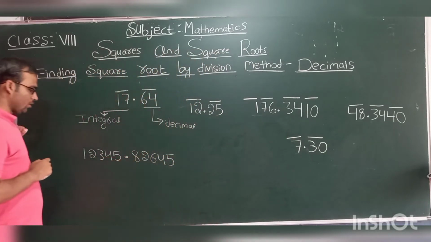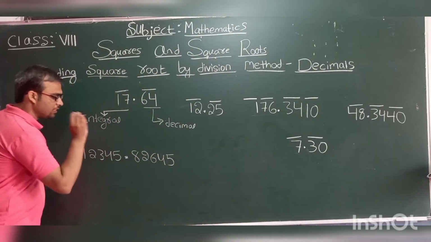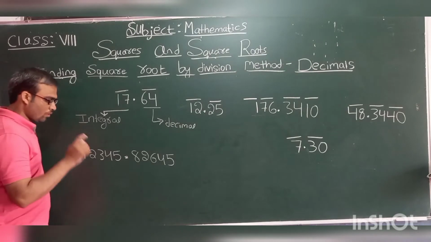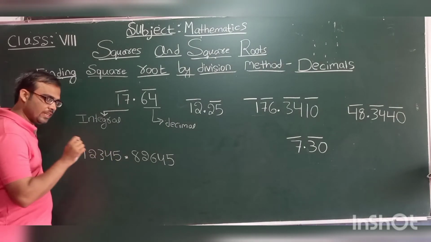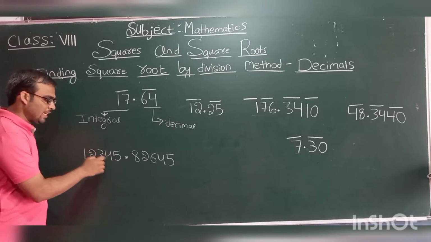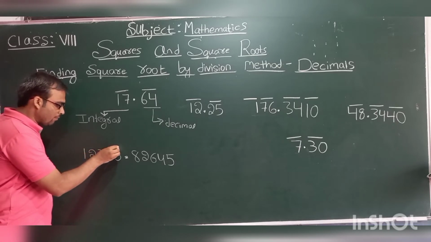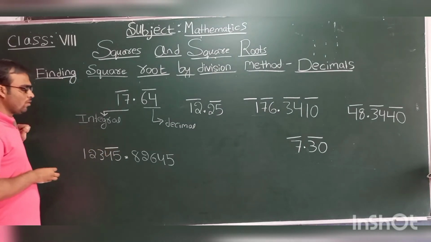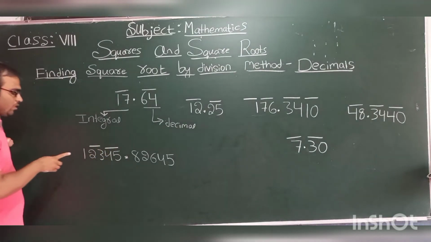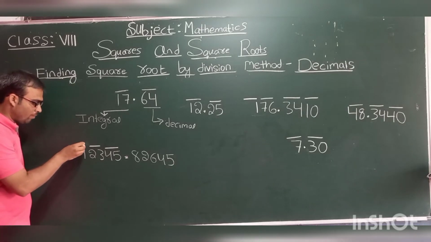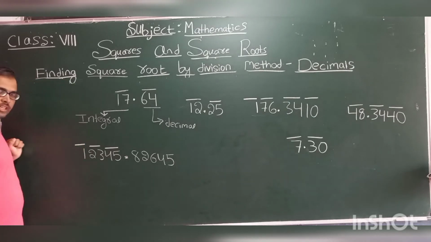Now come to this. Here is the decimal point. So how to pair? Starting from the last digit in the integral part. Here in the integral part, 5 is the last digit, so we will pair the numbers. Now the next pair of numbers, 2, 3. And as only one digit is left here, place a bar over this single digit.